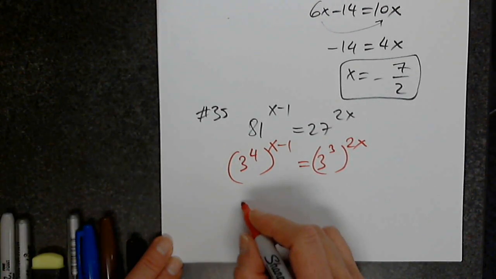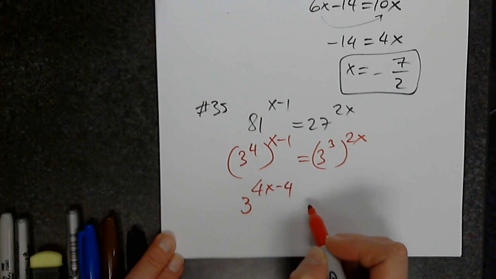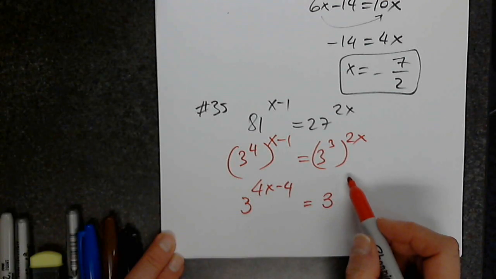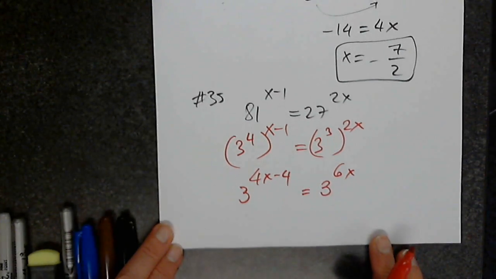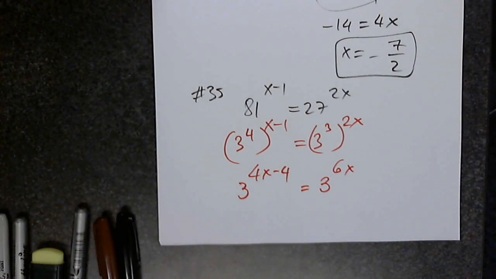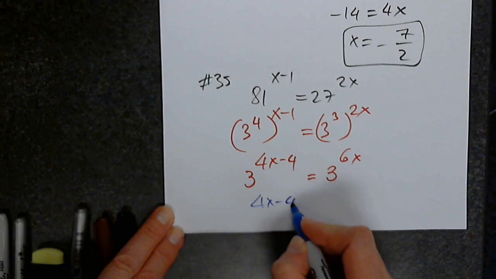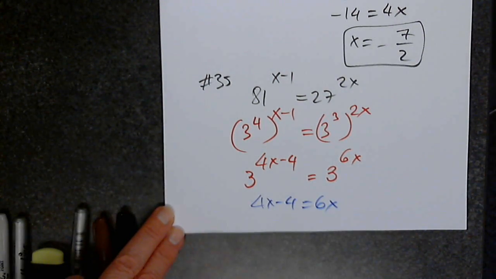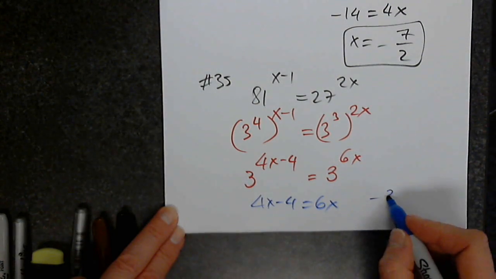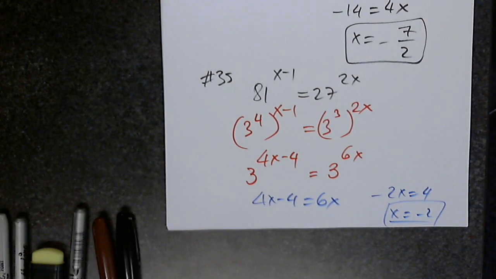And then you get 3 to the 4x minus 4 equals 3 to the 6x. Two numbers are equal and they have the same base. What has to happen? The exponents must be the same. So 4x minus 4 equals 6x. You get negative 2x equals 4, and then x equals negative 2. No restrictions, they're exponential. Good.